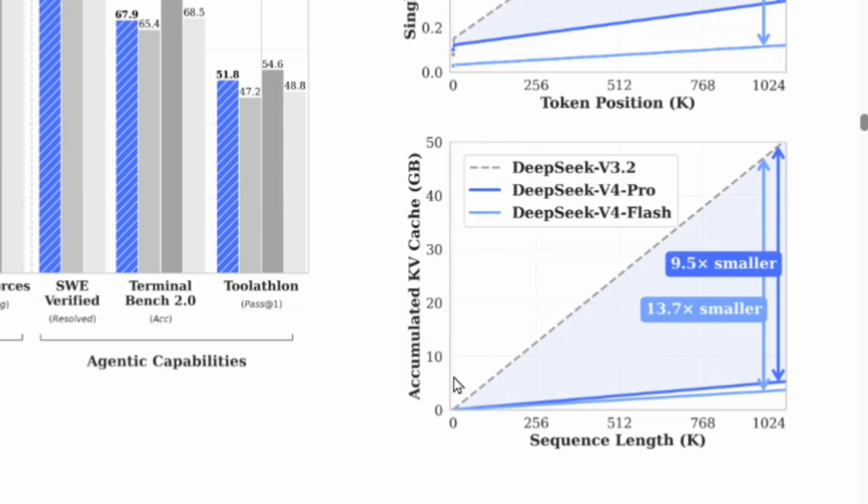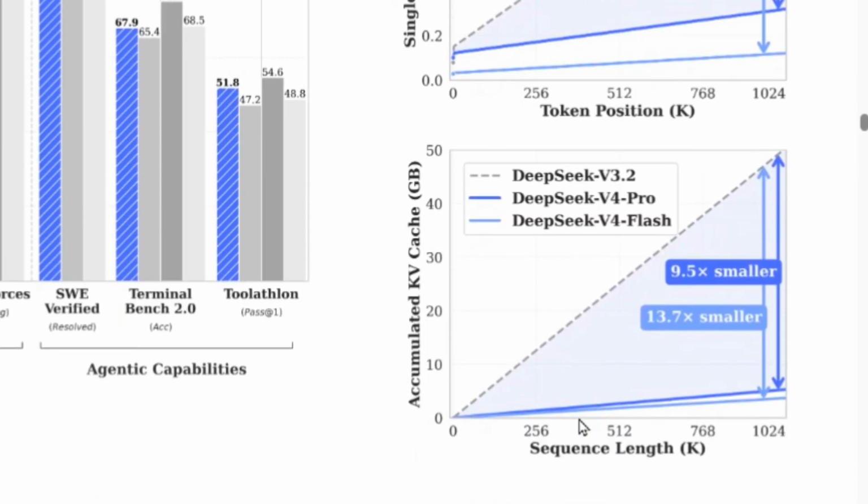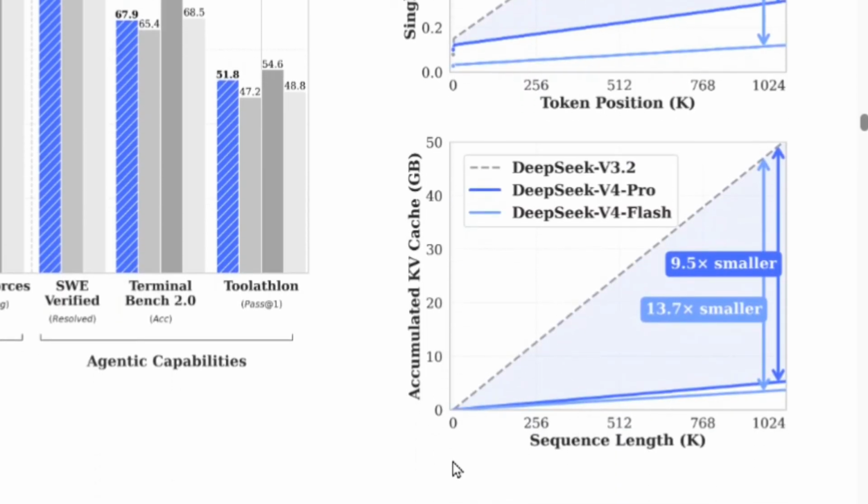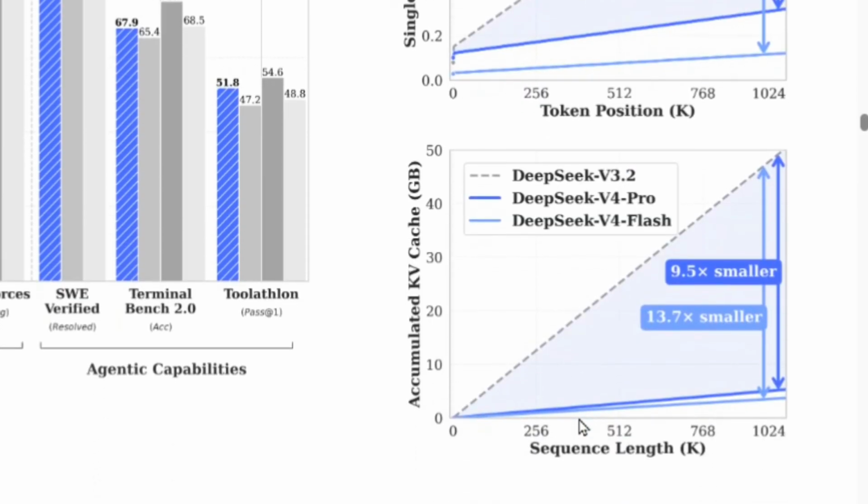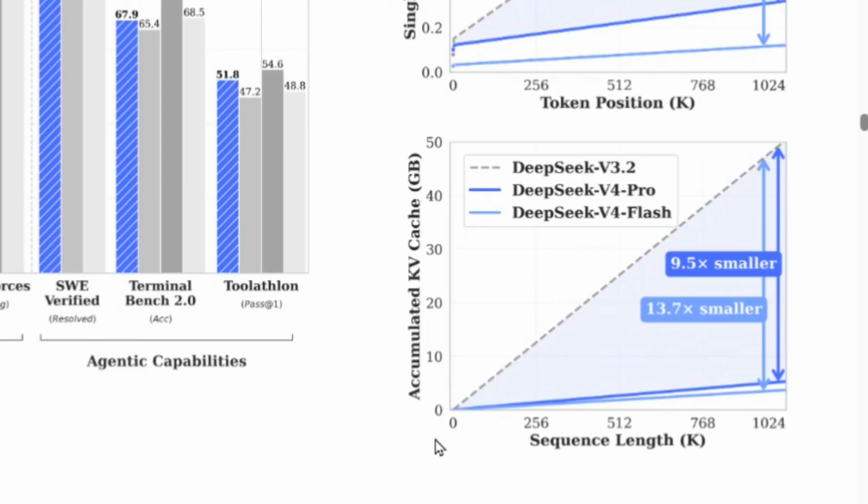For example, older DeepSeek models required around 50 gigabytes of memory just to process 1 million context tokens. 50 gigabytes. But the new V4 Pro and Flash models, they can handle the same workload using less than 5 gigabytes. That's a massive 10x improvement. And honestly, that changes everything. Because lower memory usage means lower hardware costs, faster deployment, better scalability, and significantly improved efficiency.